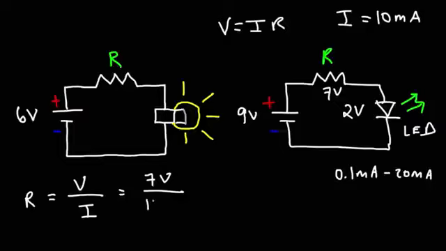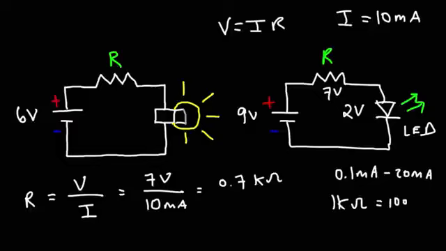So if we take 7 volts divided by 10 milliamps, this is going to give us 0.7 kilo ohms. Now 1 kilo ohm is 1,000 ohms. So 0.7 kilo ohms is 700 ohms. So we need a 700 ohm resistor in order to get a current of approximately 10 milliamps in a circuit.